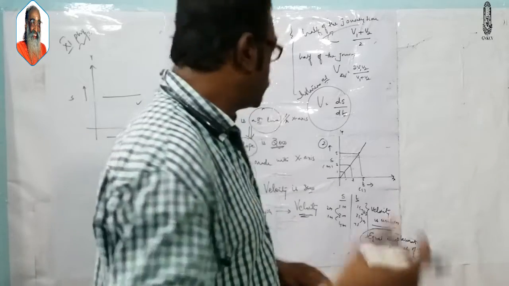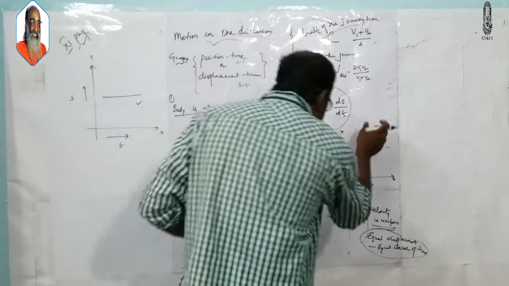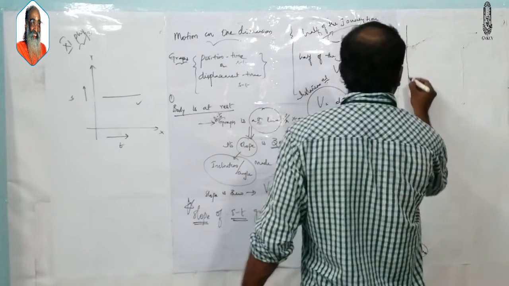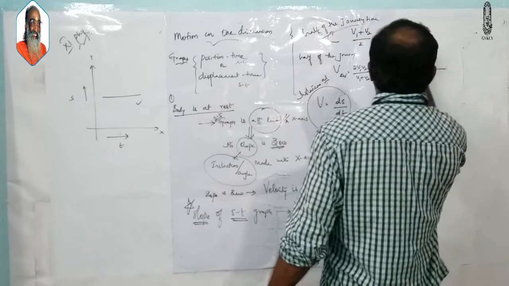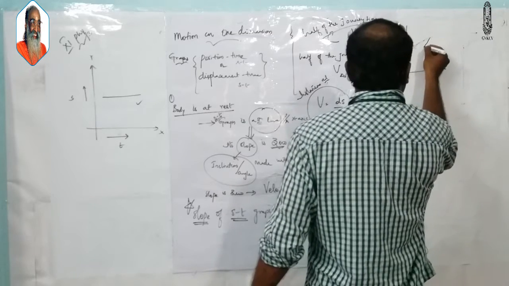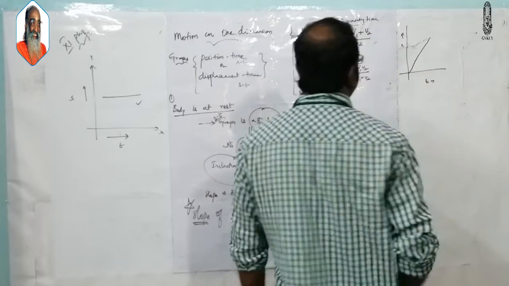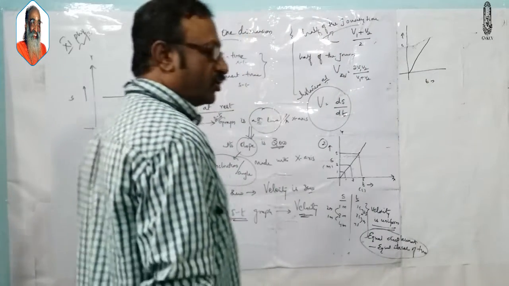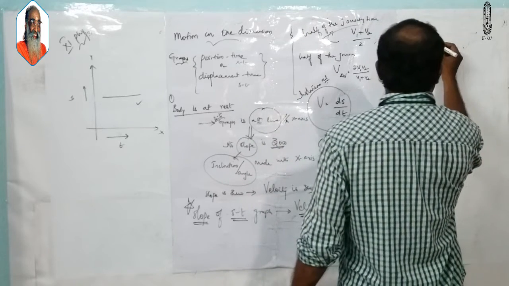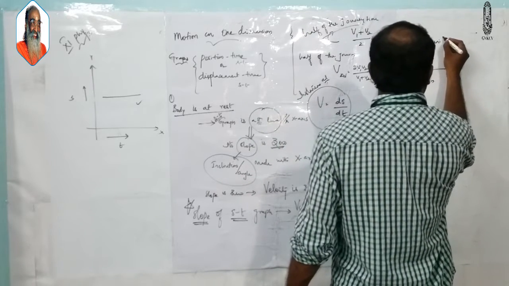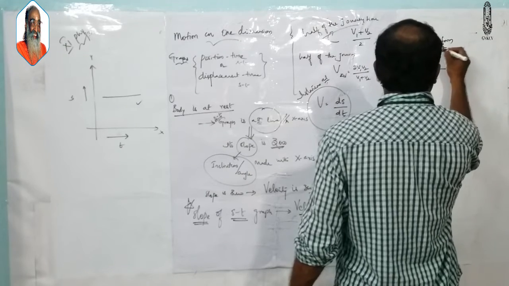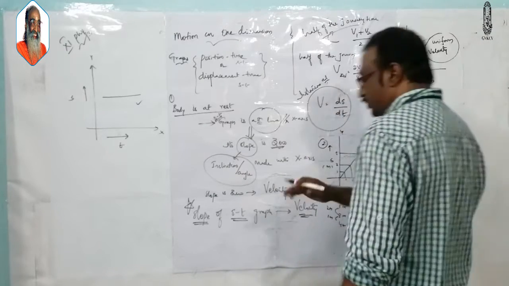So whenever you find a graph like this, a displacement time graph, a straight line like this, and it is not parallel to the x-axis, then straightforward you can say the body is moving with uniform velocity. Straight away by looking at the graph you can say the body is having uniform velocity.